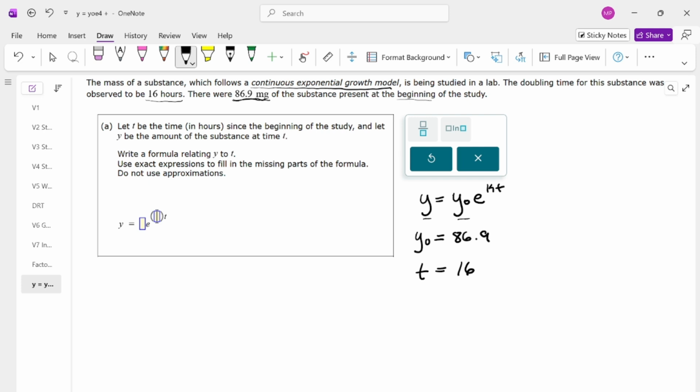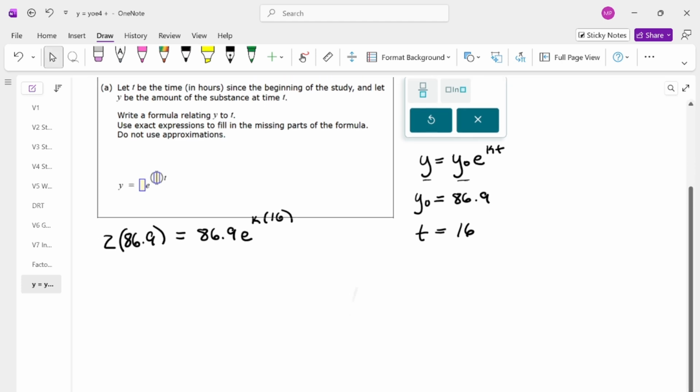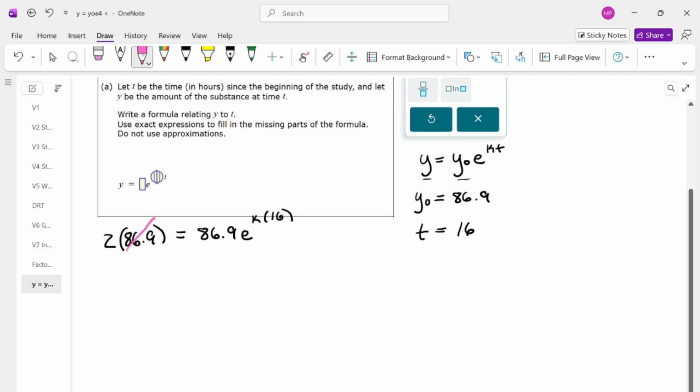So we can write this equation as 2 times 86.9 equals 86.9 e raised to the power of k times 16. 16 is hours in this case. So now what we can do is cancel out 86.9. So now we have 2 equals e to the power of k times 16.